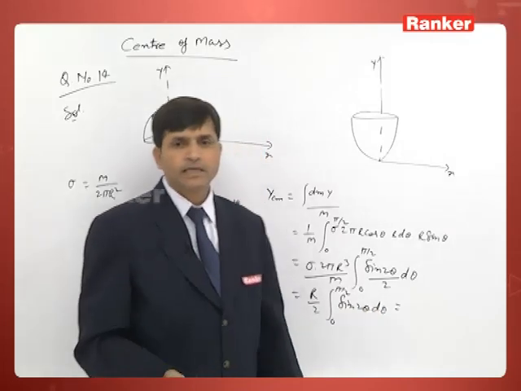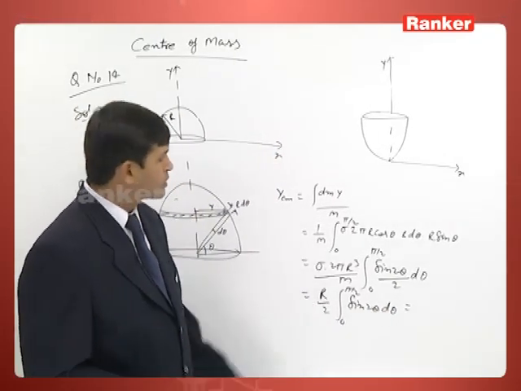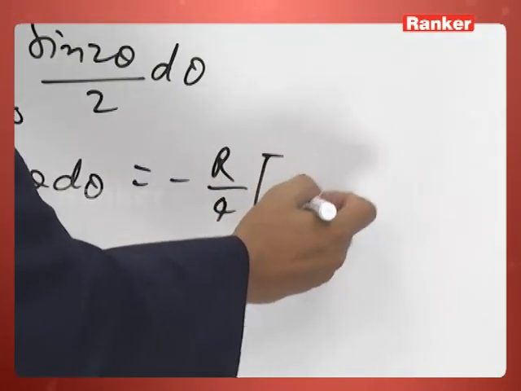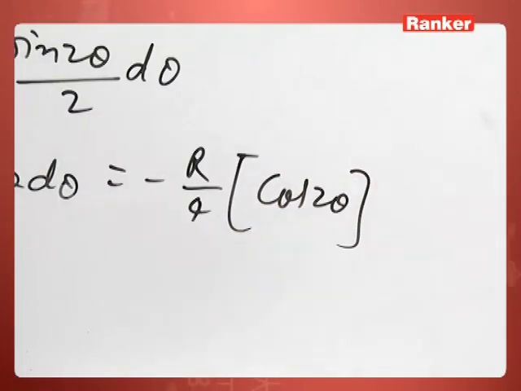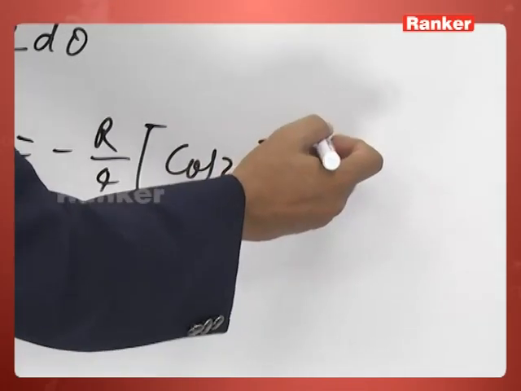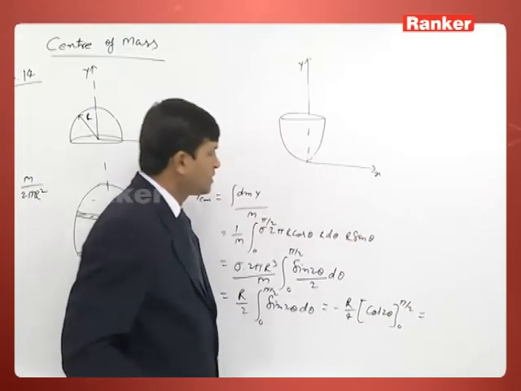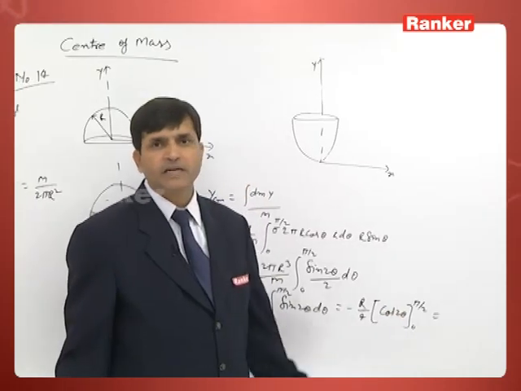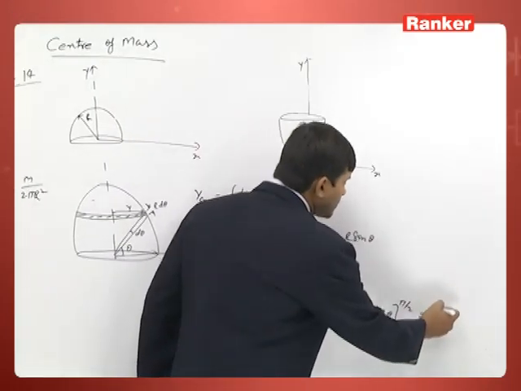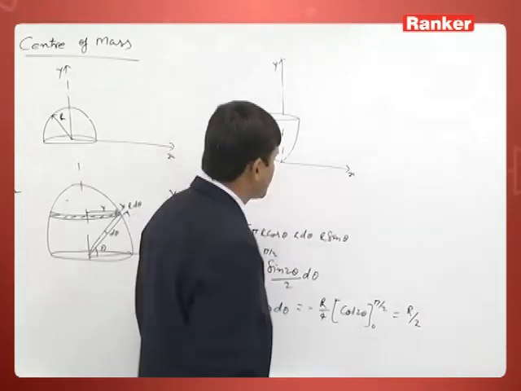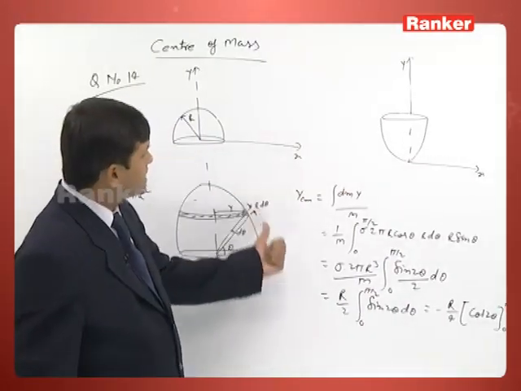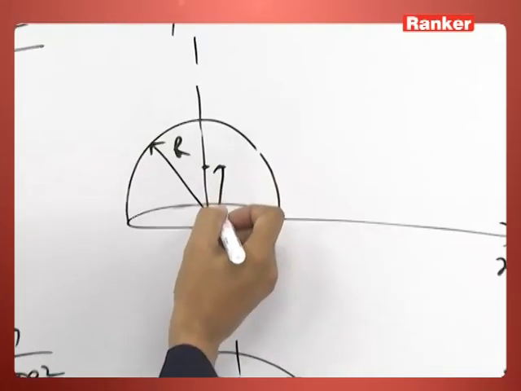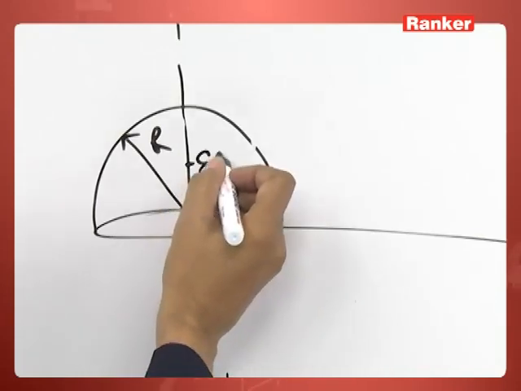Now the integration of sin 2 theta is minus cos 2 theta by 2, so minus r by 4 cos 2 theta, and the limit is 0 to pi by 2. So cos pi is minus 1, cos 0 is 1, so minus minus becomes minus 2. So this becomes r by 2. So what we found here is that the center of mass of the hemispherical bowl is r by 2.